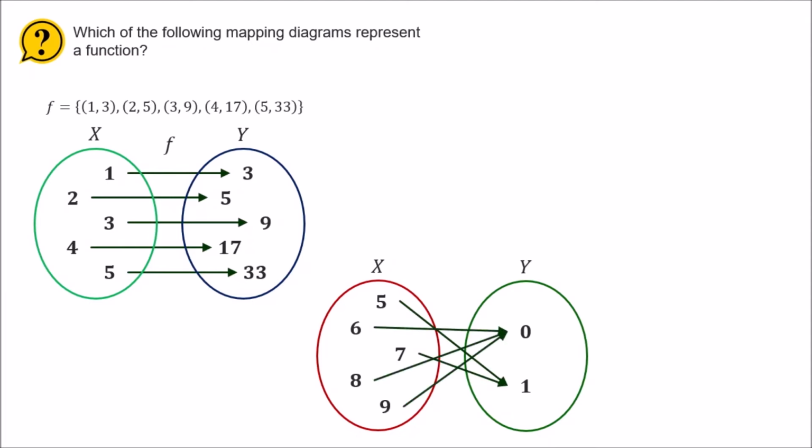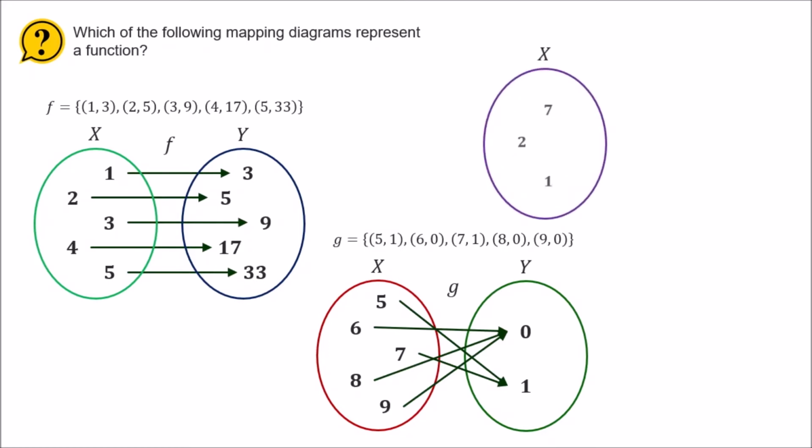Let's call the relation between X and Y this time as G and list down all the elements based on this mapping diagram. Finally, for this example, let's have the last pair. This time for set X, we have the elements 7, 2, and 1, and the set Y with the elements 11, 13, 17, 19, and 23.